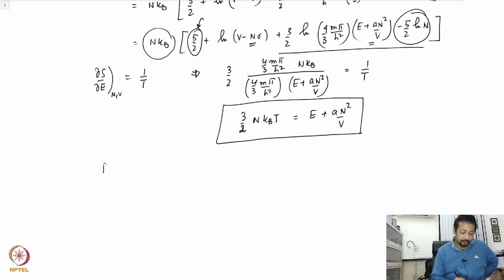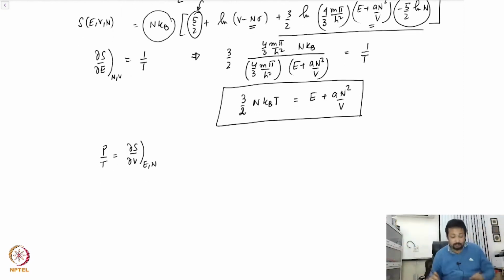What about the equation of state, that is ∂S/∂V, with E and N held constant? By the way, you should note that this is the desired fundamental relation of type 1, which is kind of the holy grail in thermodynamics, right? So once I have P/T equal to ∂S/∂V with E and N held constant, let's calculate that derivative. The volume only appears over here, also here. One has to be very, very careful.